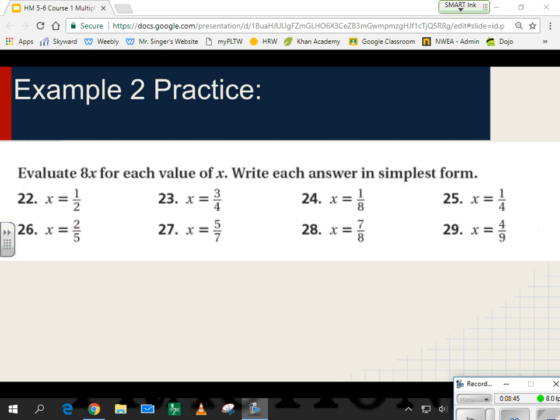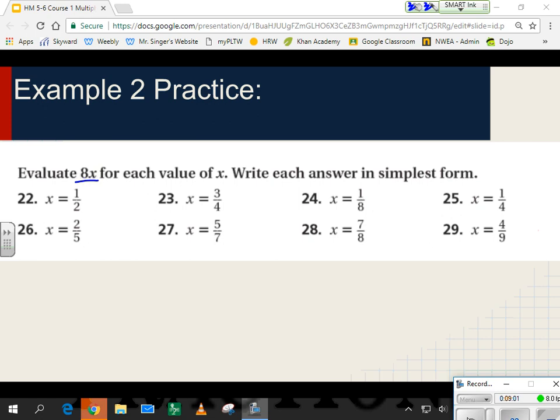So here we are. We have some multiplication problems. It says we're going to be evaluating 8x for all of these, and we'll tell you what to plug in for x. So the x's are going to change, but what won't change in all these problems is the fact that you're multiplying it by 8.